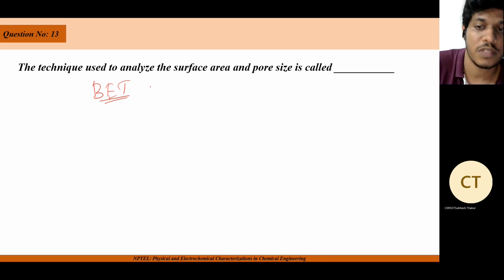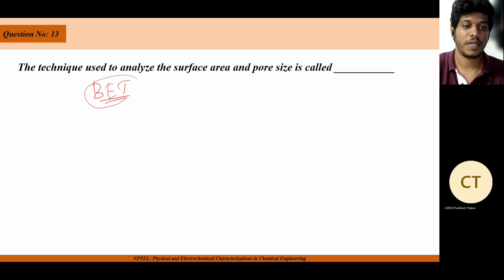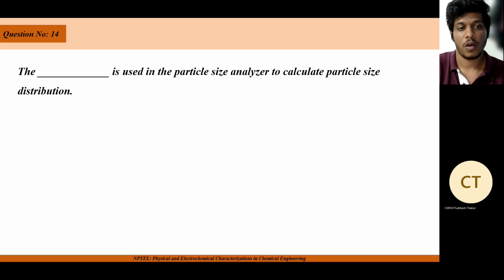So this is a technique that is generally used to understand the surface area and pore size in a material. We'll be discussing BET in a very detailed manner in upcoming lectures. At that point, we'll be discussing more about BET, and possibly we will do a few questions regarding these techniques. Now, the next question is, the dash is used in the particle size analyzer to calculate the particle size distribution.